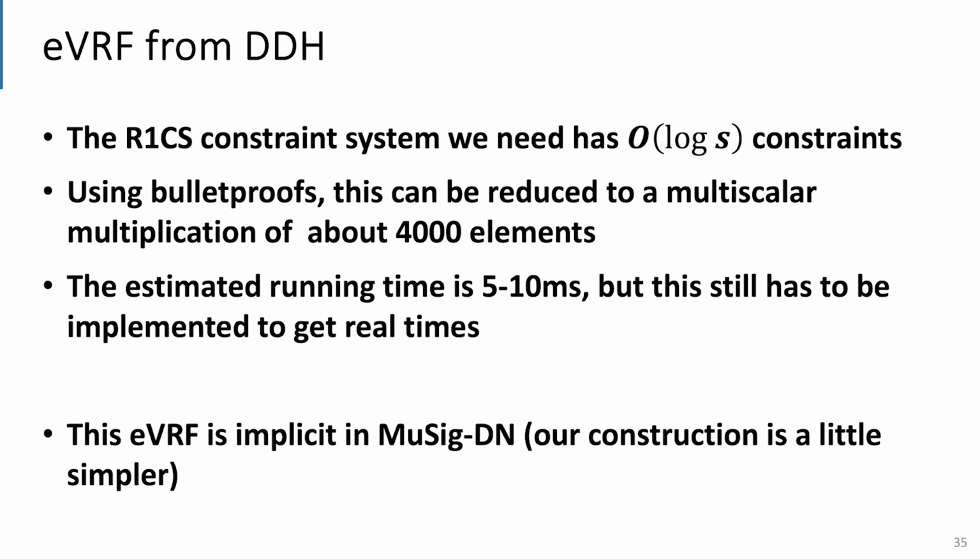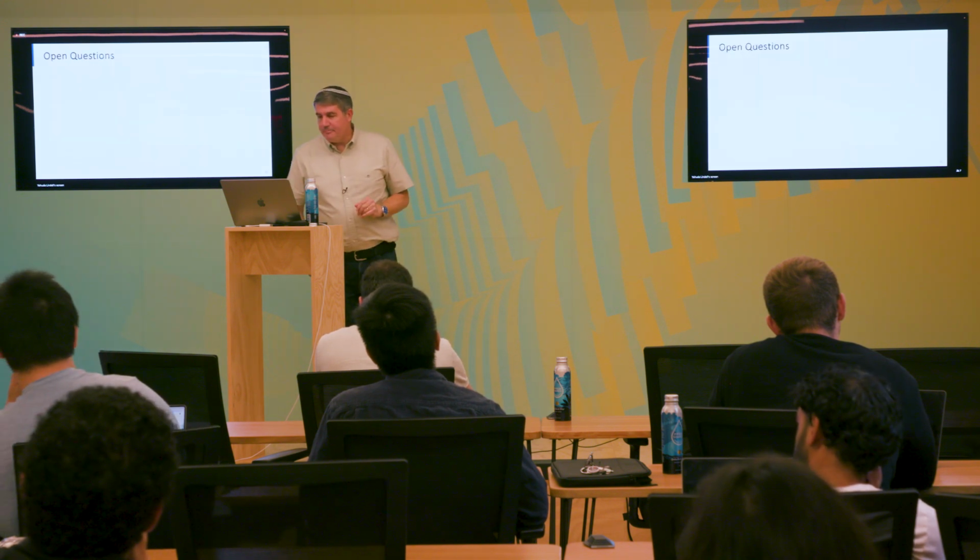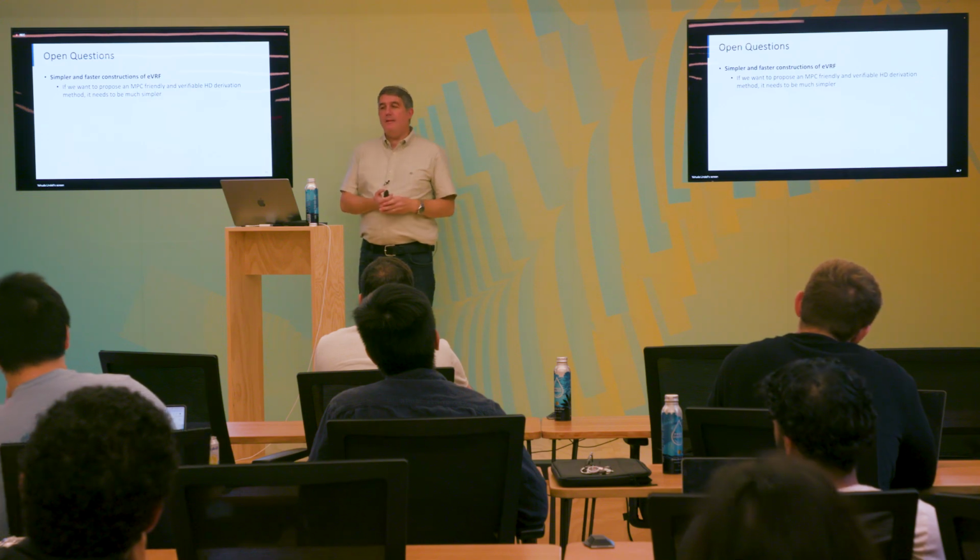By the way, that eVRF is actually implicit in MuSig-DN. Our construction is a little bit simpler, and there it's implicit in their construction. But that's what's happening. Okay, so what open questions do we have?